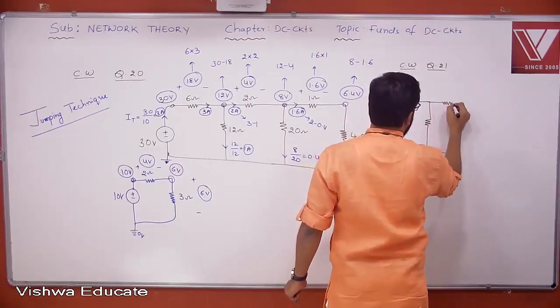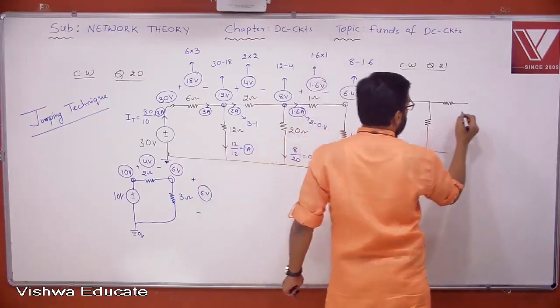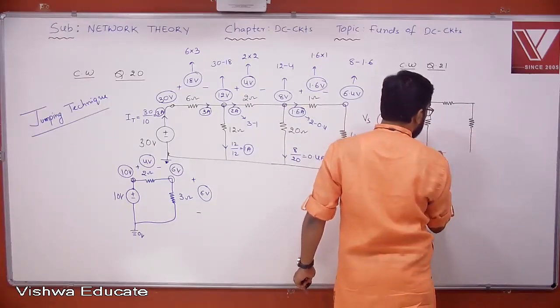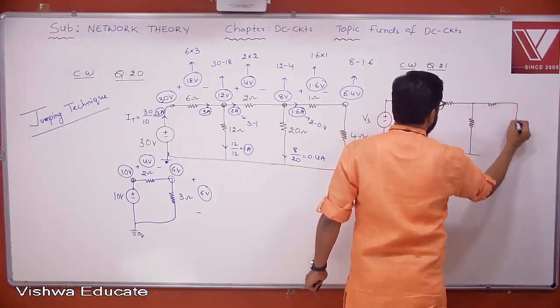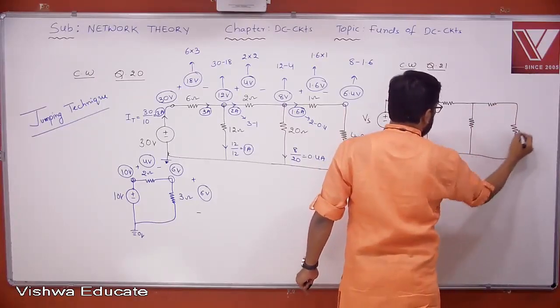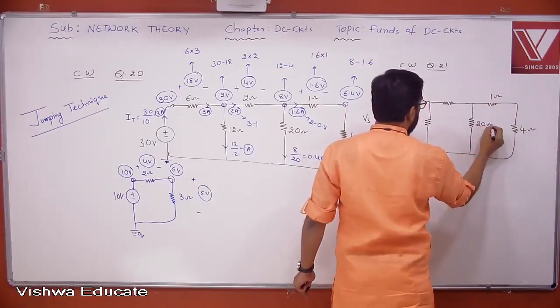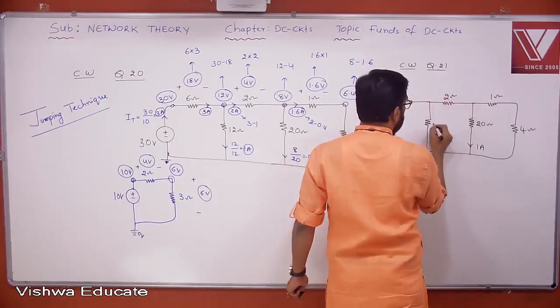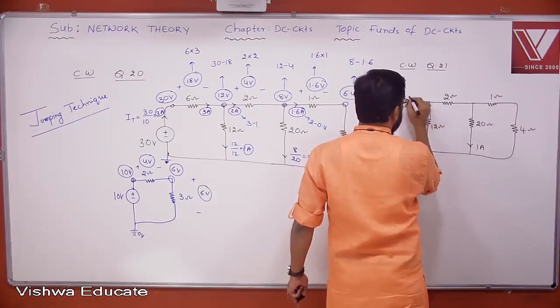Determine voltage source value Vs if current through 20 ohm is given 1 ampere. Yes or no? That is the question, right? So 4 ohm, 1 ohm, 20 ohm. Here it is given 1 ampere. This data is given. 2 ohm, 12 ohm and 6 ohm.